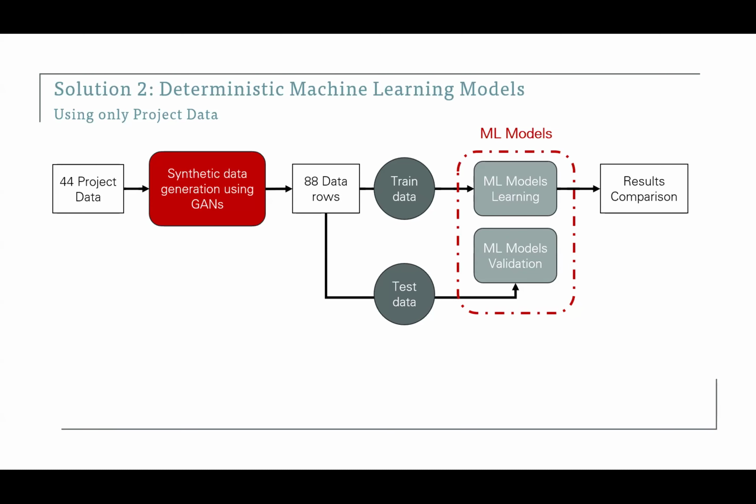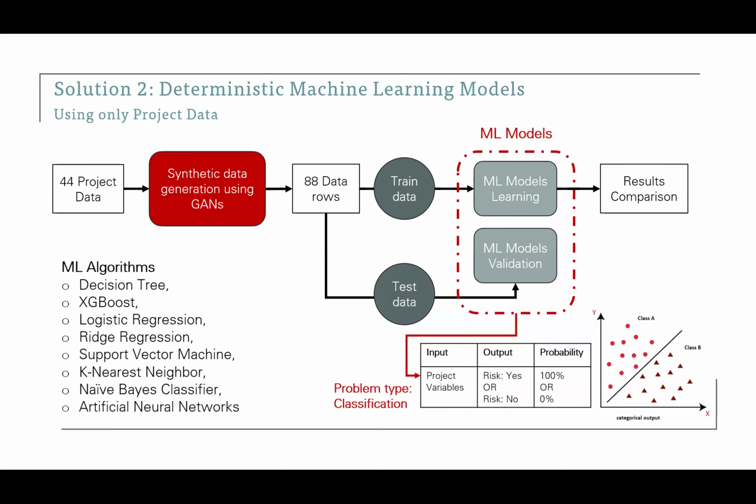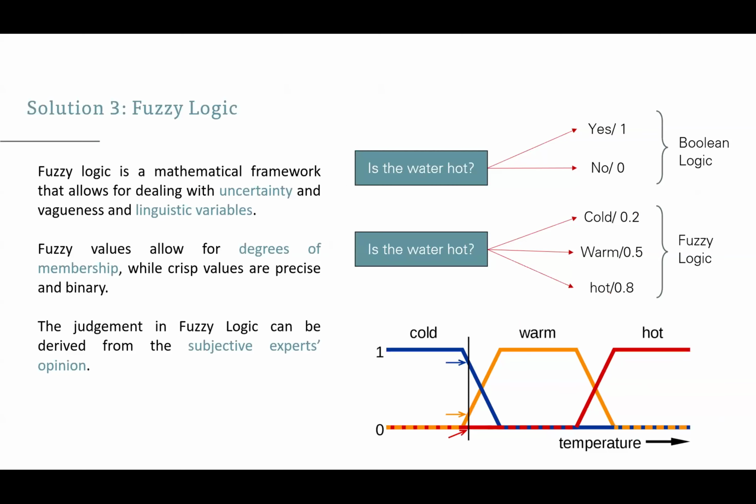I fed those 88 data rows to the training process of the model and then tested it and compared the results of different machine learning algorithms that you see here, basically decision trees, XGBoost, neural networks, etc., to do a comparison of which of them perform better. And finally, the fuzzy logic model.